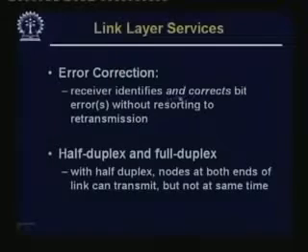So, error detection and error correction, the receiver identifies and corrects the bit errors without resorting to retransmission. If we can do that, that is very good. And all these would happen on the line, and the line could be simplex, half duplex and full duplex. Simplex is not very common, because simplex can go in only one direction, so half duplex or full duplex. With half duplex, nodes at both ends of the link can transmit, but not at the same time, we know that.